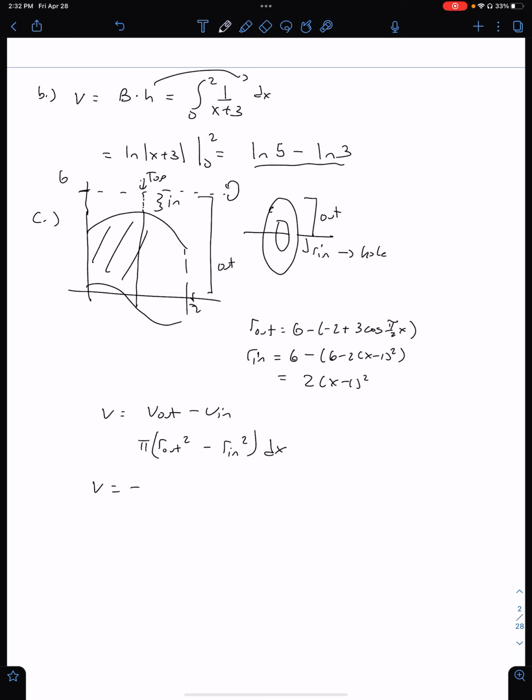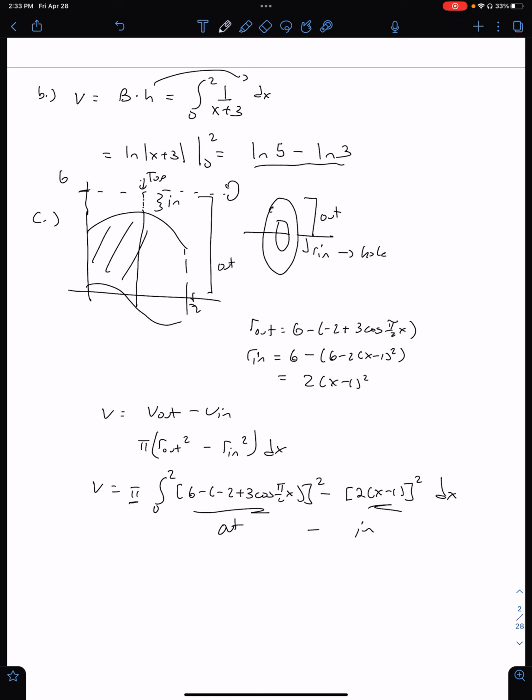The volume is just pi, the integral, the radius of our outside. I'm just going to write it all the way up. I ain't making it look nice and pretty. Cosine pi over 2x squared minus the inside, 2 times x minus 1 squared, dx. Now, pi, radii squared, outside minus the inside squared. And this is going to go from 0 to 2 still. This is a 3-point question, so you want to make sure you can practice that one, okay?